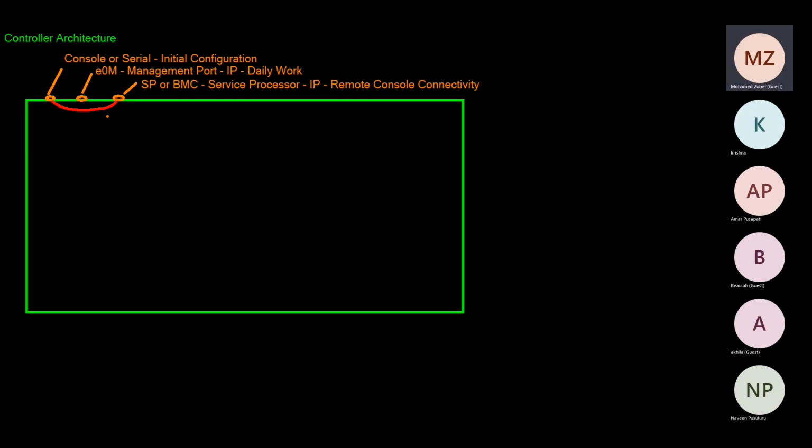This management IP port is only used to do day-to-day activities, but only if the controller goes down completely, then this service processor comes into the picture, right? Exactly. Normally 95% of the time we'll connect to the EasyRAM port IP address only. But whenever you want to do some maintenance activity, then we'll connect to the controller console through the service processor. I'll show you.